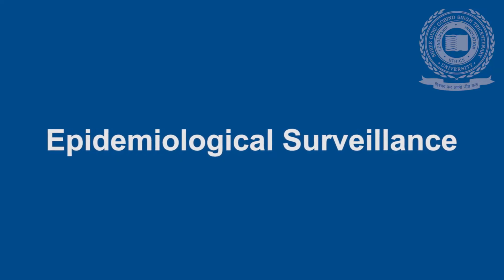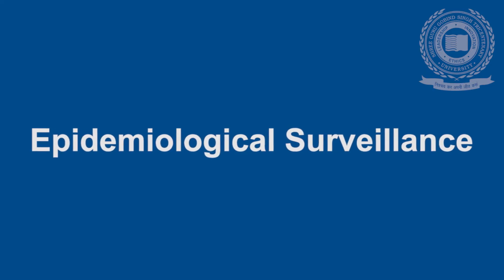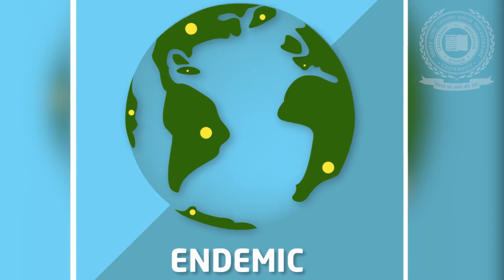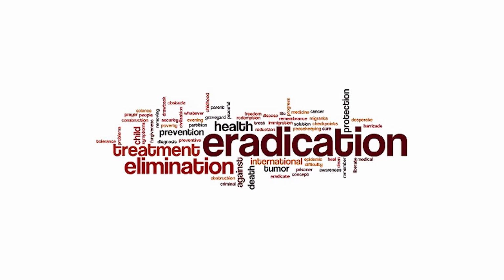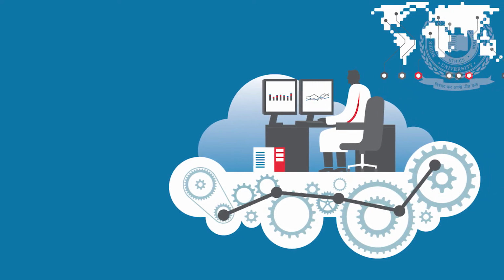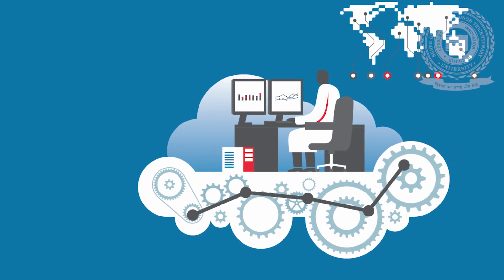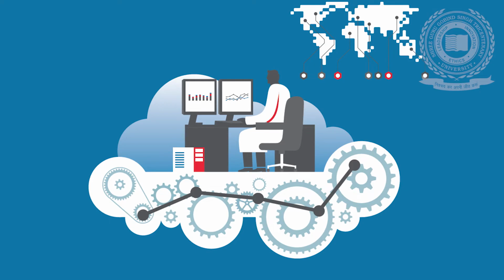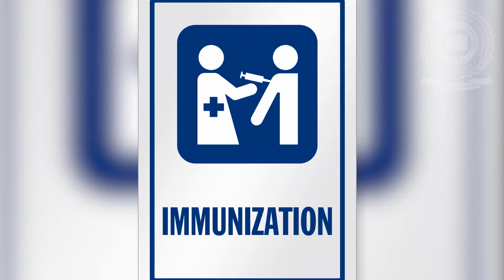Eighth, epidemiological surveillance. For particular diseases that are endemic, special control or eradication programs have been instituted. For example, national disease control programs against tuberculosis. Therefore, surveillance systems are often set up to report on occurrence of new cases and efforts to control disease. Example, immunizations.